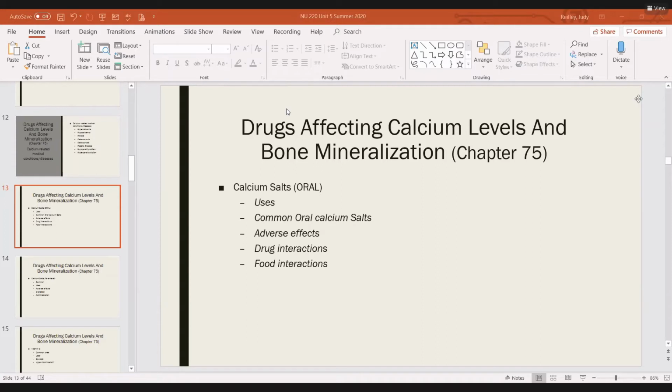Usually drug interactions with these medications are going to be with glucocorticoids, which lead to a reduction of absorption of calcium, resulting in osteoporosis. Phenytoin, thyroid hormones, and tetracyclines can also reduce the amount of calcium being absorbed.